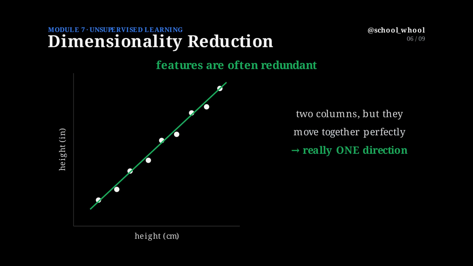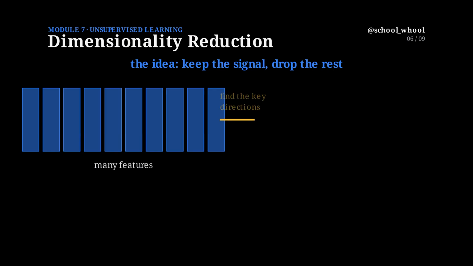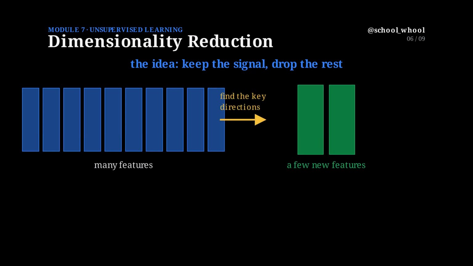So here is the idea of dimensionality reduction. Take many features in, and produce just a few new ones out, while keeping as much of the real signal as possible. Not by throwing columns away at random, but by finding the few directions that capture what actually varies in the data. Why bother?